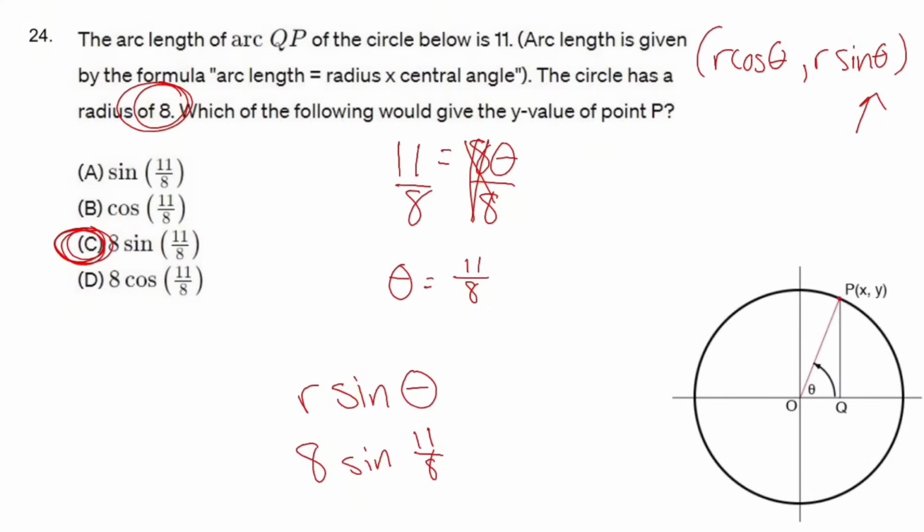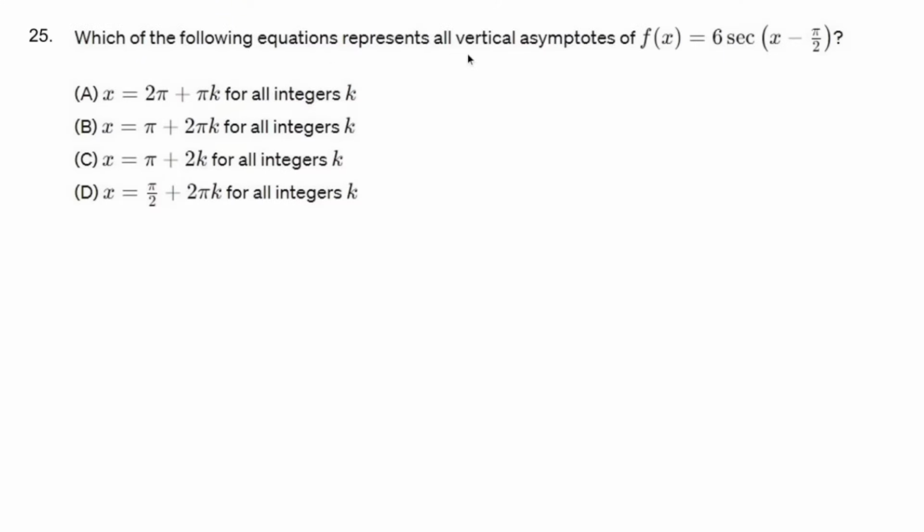Hope this helps. Which of the following equations represents all vertical asymptotes of f of x equals 6 secant x minus pi over 2? Vertical asymptotes exist when the denominator of a fraction equals 0.